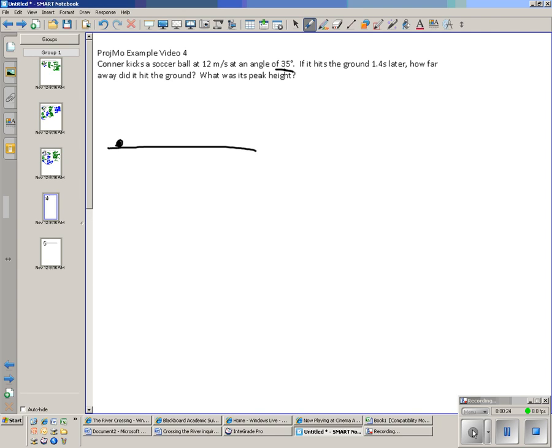As we draw it out, we notice that we are not kicking something off a cliff or off a table. We're actually launching it at some particular angle, in this case 35 degrees, at some speed of 12 meters per second.